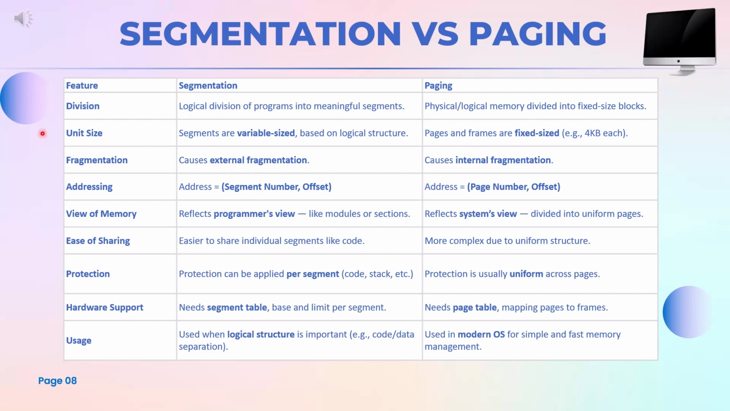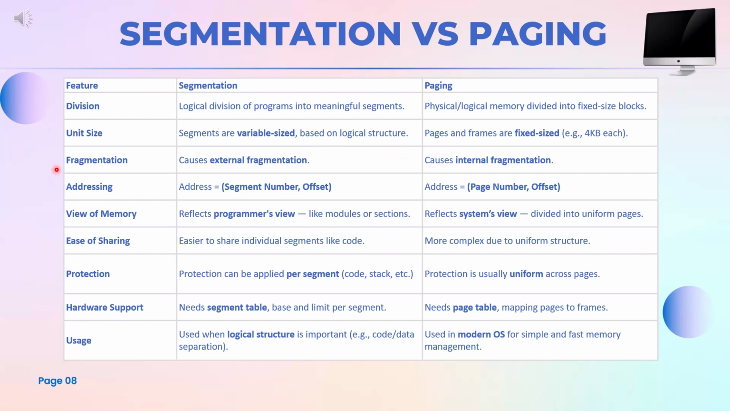Moving further, unit size. In segmentation, the segments are variable sized. They grow or shrink based on the needs of each component. But in paging, every page and frame is the same size, typically 4 KB, which makes management simpler but less flexible.